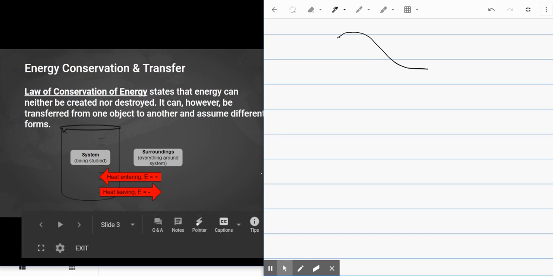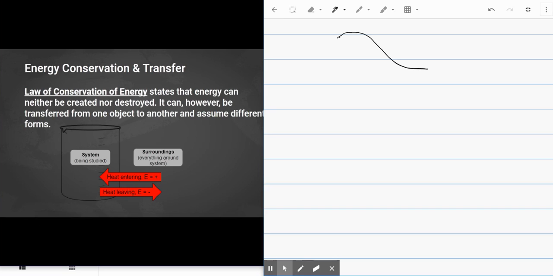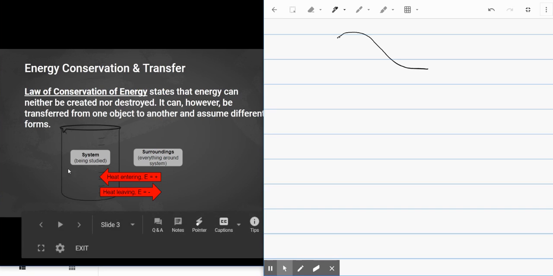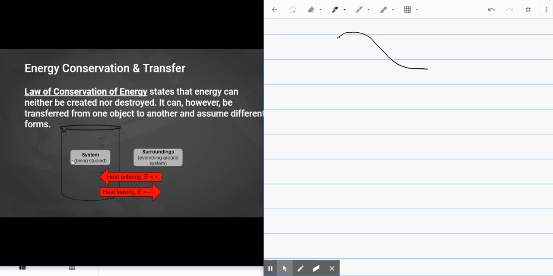So here is our definition of the system. The system is just whatever is being studied. So in this case, I made a beaker our system. Sometimes it's a test tube. That's the system. It's just whatever we are specifically studying.